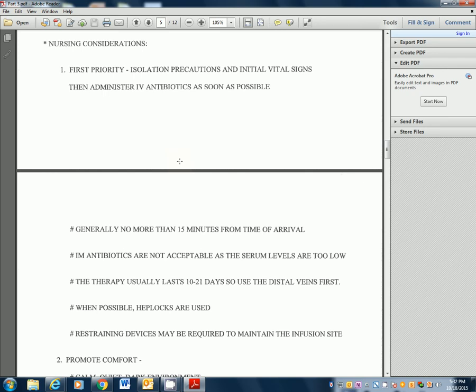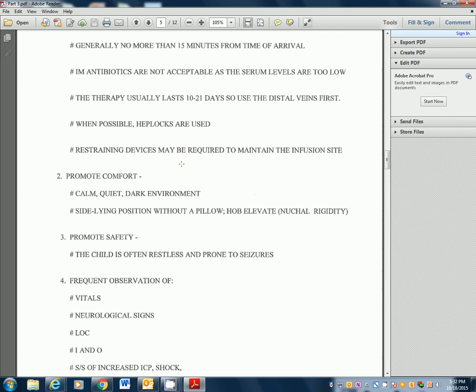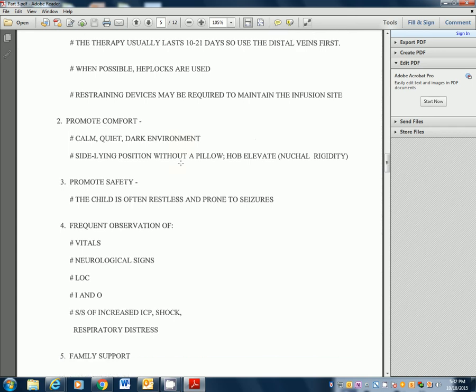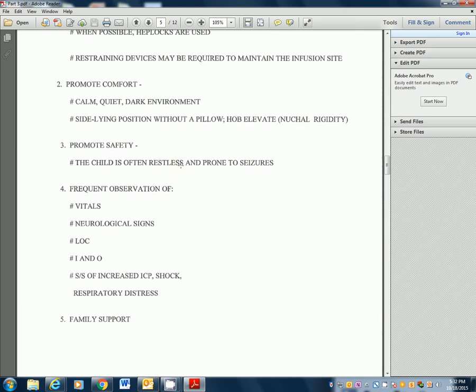Restraining devices will be required to make sure that they don't lose the infusion devices as well. During this time, you want to promote comfort, keeping a calm, quiet, dark environment. Remember, they're photosensitive. Side lying position is most comfortable without a pillow, head of bed elevated. That helps with that nuchal rigidity, the stiffness in the back of the neck. You want to promote comfort.